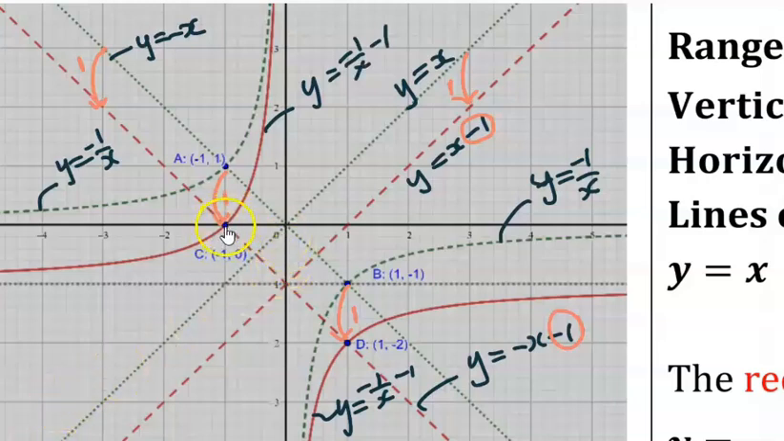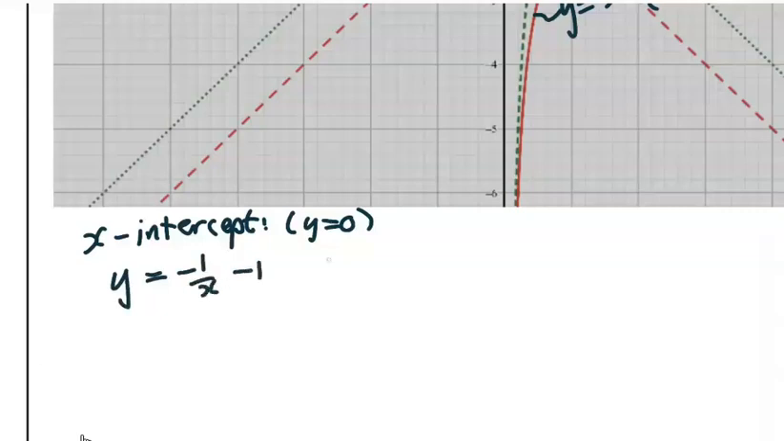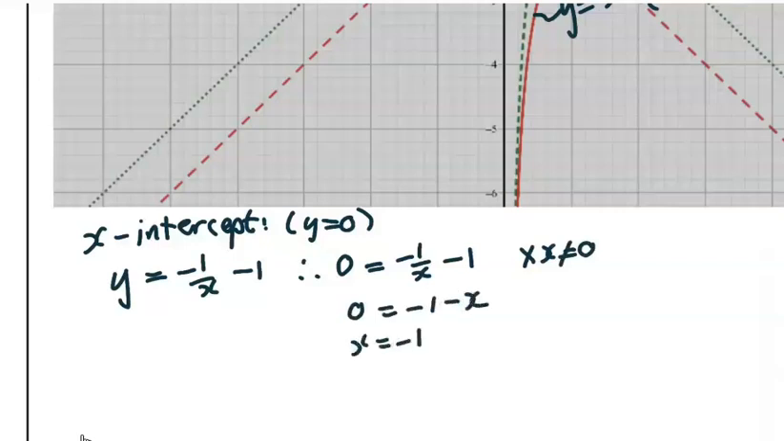So let us just see algebraically that our x-intercept is actually minus 1 as shown in the graph. My x-intercept happens where y is equal to 0, so we must take y equal to minus 1 over x minus 1. Therefore we have 0 is equal to minus 1 over x minus 1. So we can multiply by x because x is not 0, so then we get 0 is equal to minus 1 minus x, so x is equal to minus 1. And that is indeed what we got.